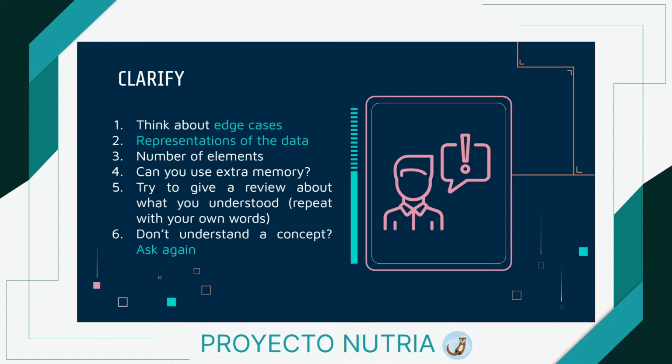The next point is the number of elements. This is important because there are algorithms that perform better for bigger inputs. Let's say I assume I'm interviewing for Google, and maybe they're going to have millions of inputs. Maybe that's not the case. So that's why you also need to ask about the number of elements that you're going to deal with in the problem. And the fourth point is, can you use extra memory?